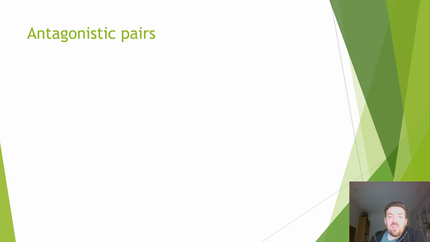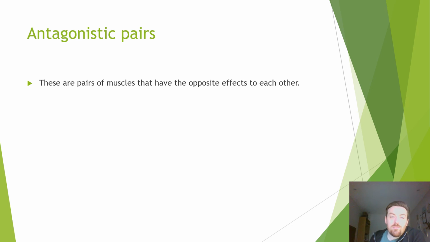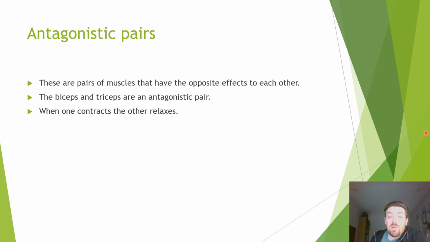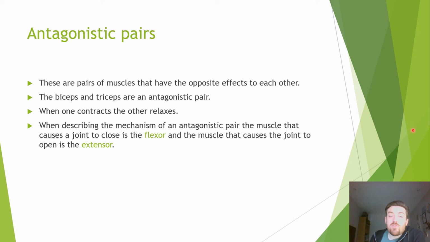Last slide, antagonistic pairs. So an antagonistic pair is very simple. These are pairs of muscles that have the opposite effects on each other. The biceps and triceps are an example of an antagonistic pair. When one contracts, the other relaxes. And when describing the mechanism of an antagonistic pair, the muscle that causes a joint to close is the flexor, and the muscle that causes the joint to open is the extensor.